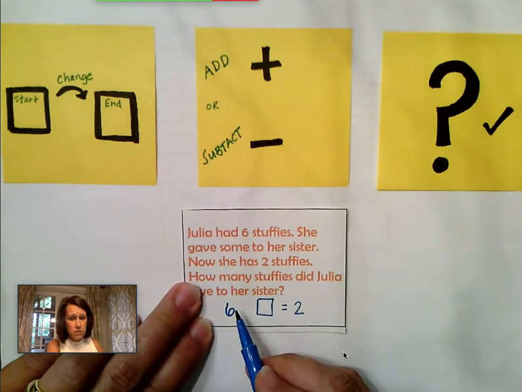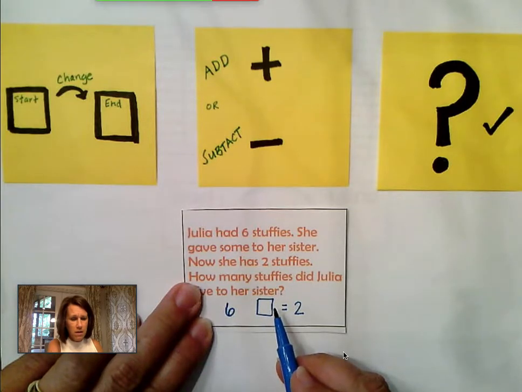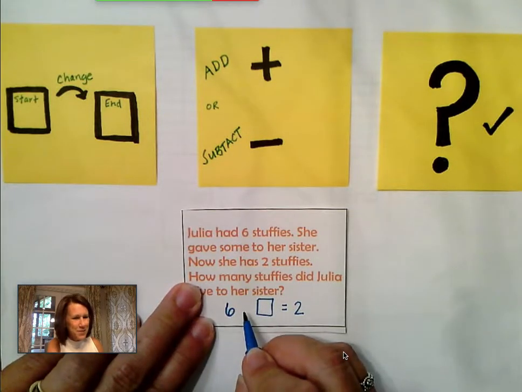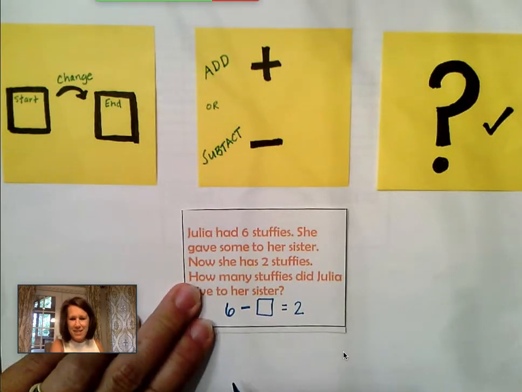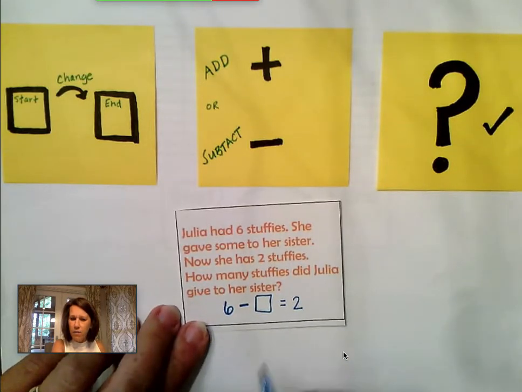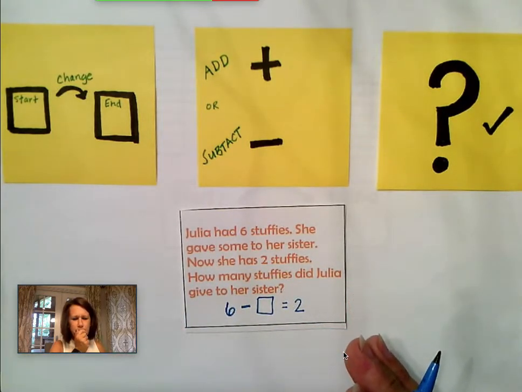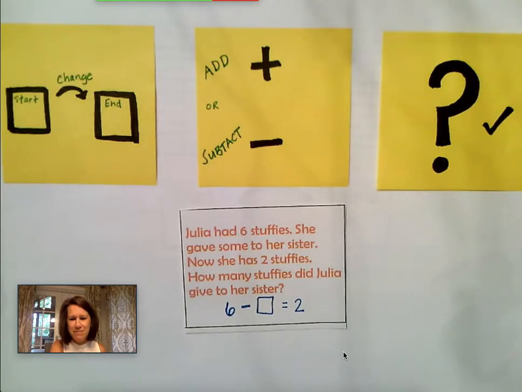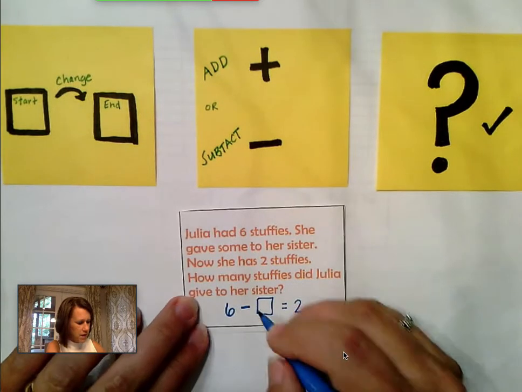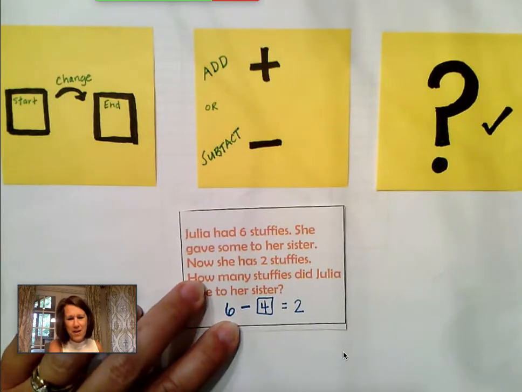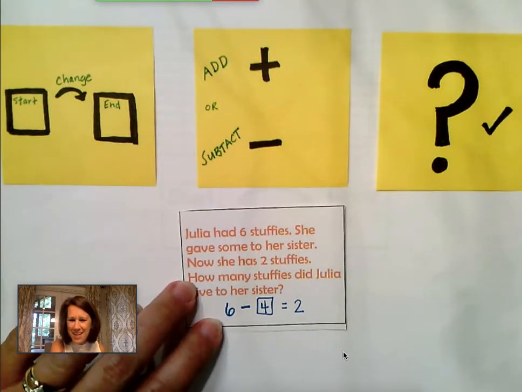Well, if she gave some away, that's taking away. You're right, we should subtract. Now we have to figure out what's missing. What do you take from 6 to go to 2? We could use a number line or even a number grid, and we could go back till we get to 2. 6 minus 4 is 2. Is that what you were thinking?